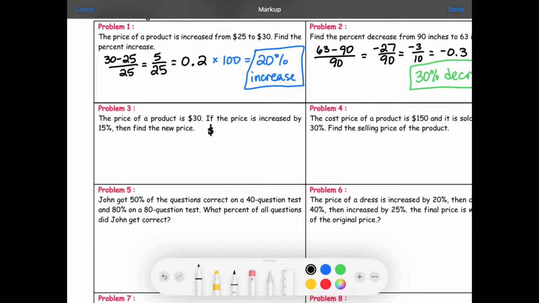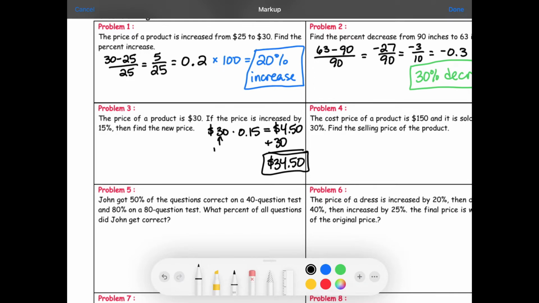The price of a product is $30. The price is increased by 15%. Find the new price. So 15% of $30, you just turn it into 0.15 times 30, which, let's see, that'll give you $4.50. Now that's the price increase, so you would add it to the original $30 and you got $34.50.